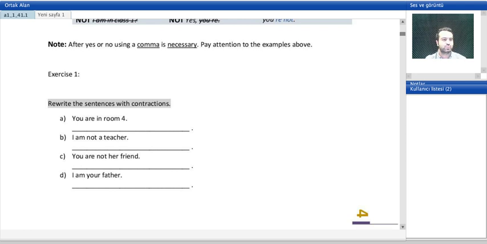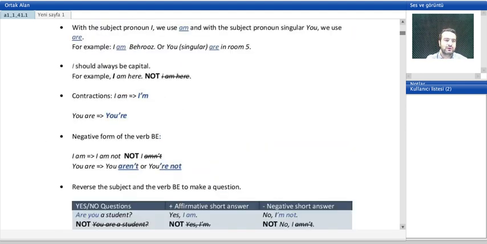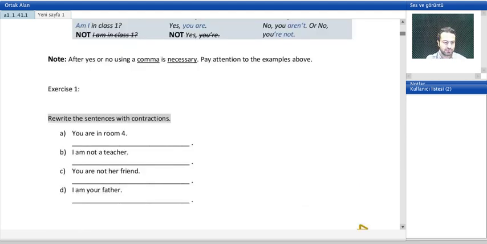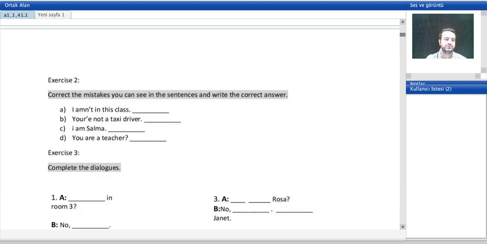So for exercise 1, we need to rewrite the sentences we see with contractions. For example, you are in room 4. So when you look at the table above, or a little bit up, you can see how to use contractions. So for I am, I'm, and for you are, you're. This is exercise 1.